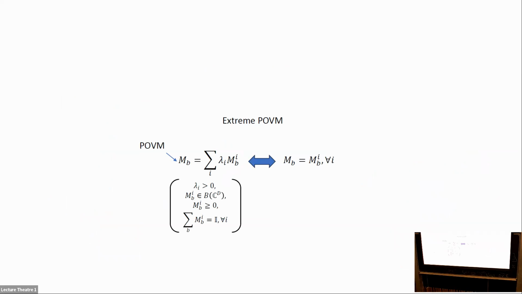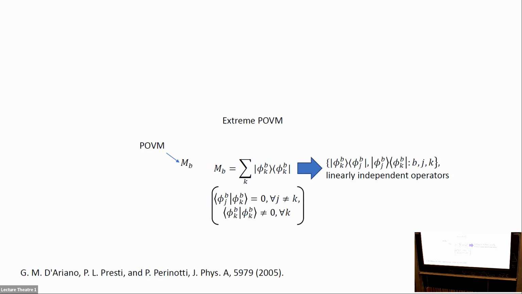The problem with this definition is that it's not very useful, because if I give you just a POVM, how can you argue that you cannot express it as a convex combination of other POVMs? It's a very natural definition, but it's not very practical. So in 2005, these three guys found a practical way of checking if a POVM is extreme. All you have to do is decompose it like this and make sure that all these operators are linearly independent, and that's necessary and sufficient.